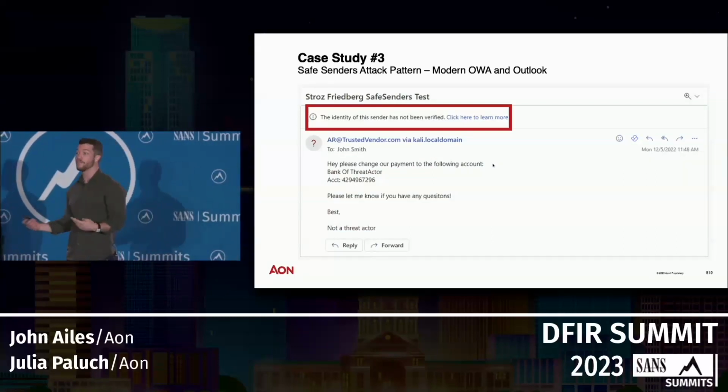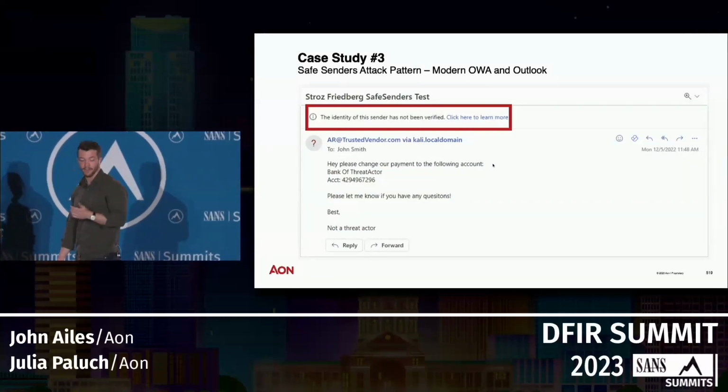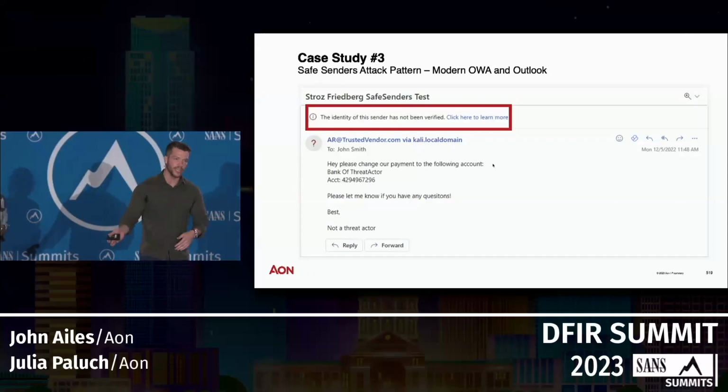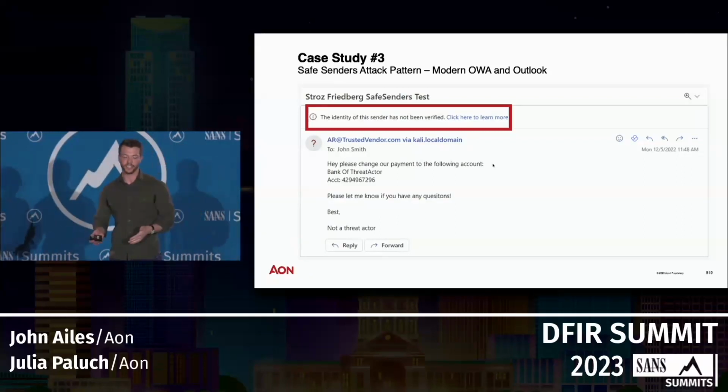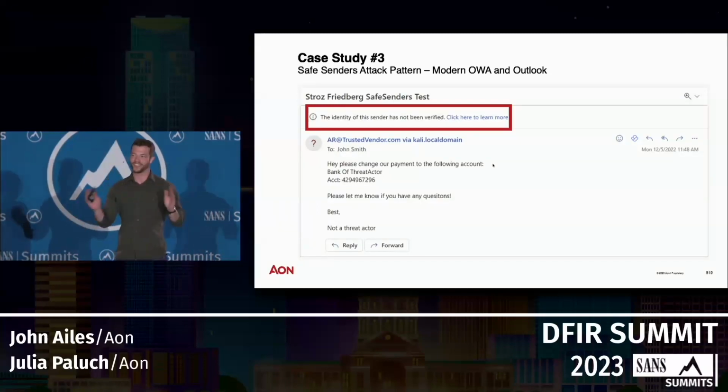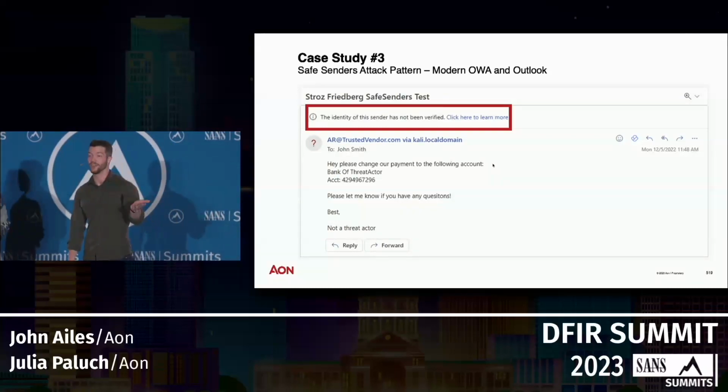Additionally, in modern versions of Outlook and OWA, Microsoft adds in a little notification to the user that says that the identity of this sender has not been verified. Click here to learn more. But many users may not understand exactly what the context or the implication of this message is. And additionally, if you're using a third-party email client or an old version of Outlook, and I'm sure that there's nobody out here still using an old version of Outlook, but just for the sake of argument, that will not be displayed to the user in our testing.